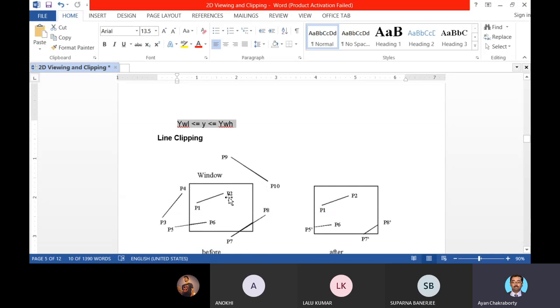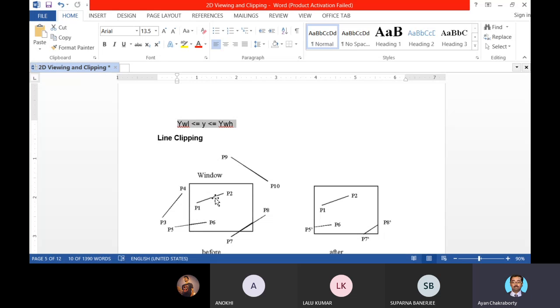Say we are considering the point P1 and the point P9. Consider these two lines actually, P1, P2 and P9, P10. How many endpoints do these two lines have? Tell me. Four, right? These two lines have four endpoints, P1, P2 and P9, P10.